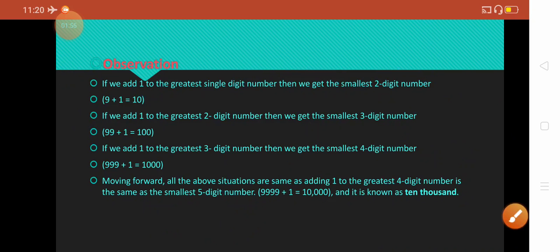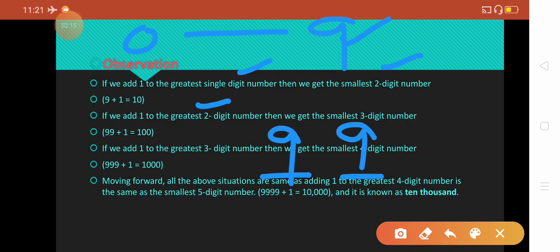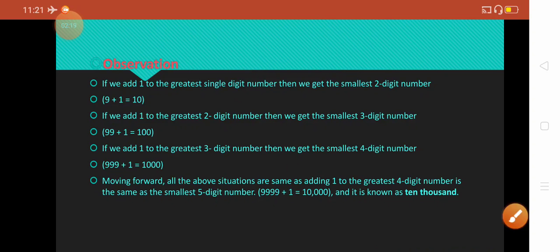So the first is, if you add 1 to the greatest single digit number, you will get the smallest two digit number. Now the greatest two digit number: first of all, write two digits, two places are there. Out of 0 to 9, which one is greatest? 9. So we will put 9 here and 9 here. In this way, we can frame the greatest two digit number.